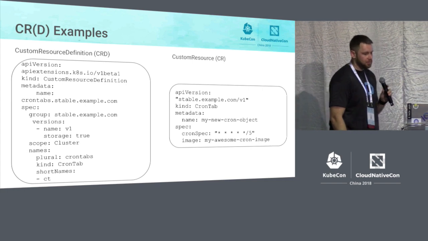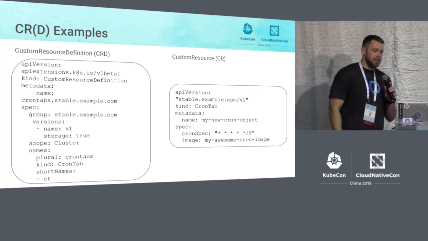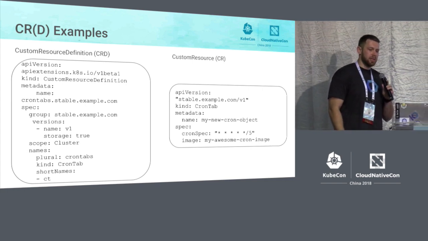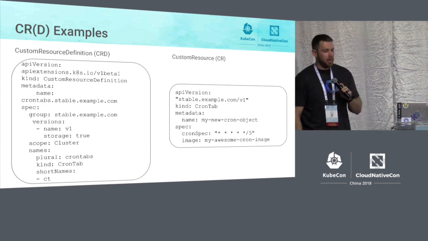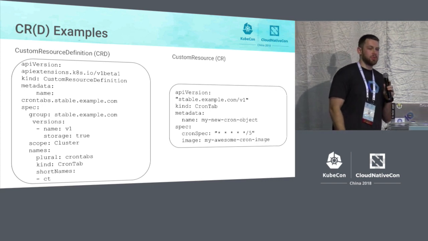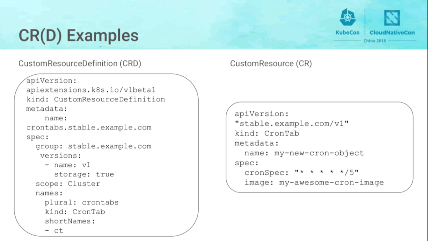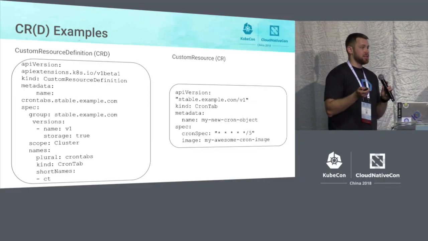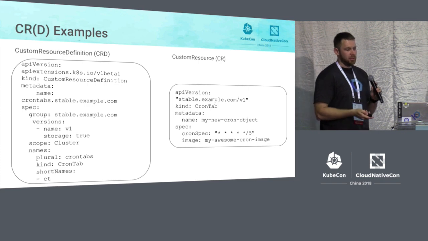Here are two examples. Our CRD is defining a new stable.example.com API group and a new kind in that group called CronTab. And our custom resource is actually an instance of that custom resource definition, which is also kind CronTab, and it has some specs, arbitrary JSON or YAML. It's a cron spec and the image.